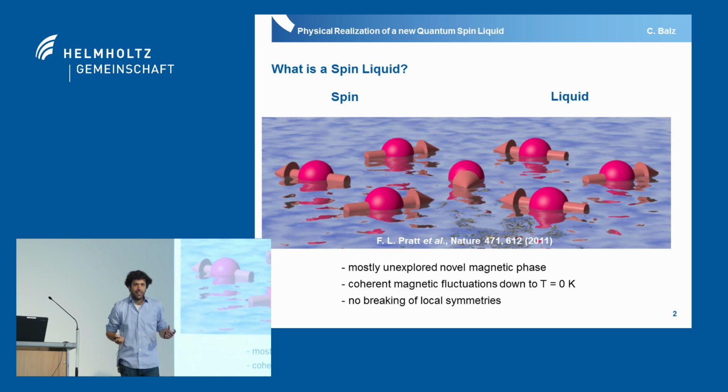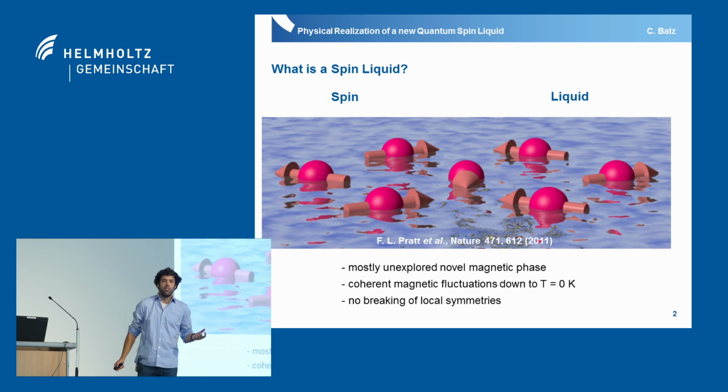What that means is a liquid is a phase which is long-range entangled, but not long-range ordered. So in contrary to a gas or a solid, these spins behave like a liquid. And what that means, I will tell you in my talk now.